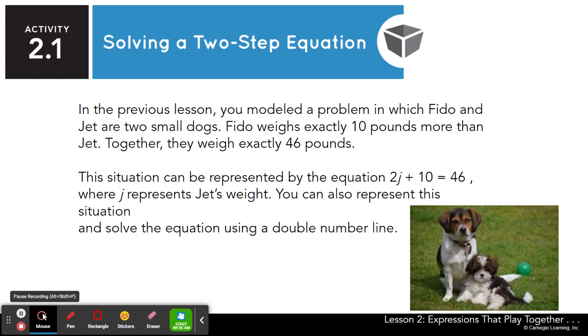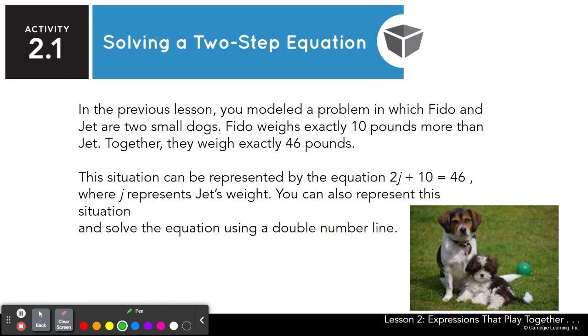It reads, in the previous lesson, you modeled a problem in which Fido and Jet are two small dogs. Fido weighs exactly 10 pounds more than Jet. Together, they weigh exactly 46 pounds. This situation can be represented by the equation 2j plus 10 is equal to 46, where j represents Jet's weight. You can also represent the situation and solve the equation using a double number line.